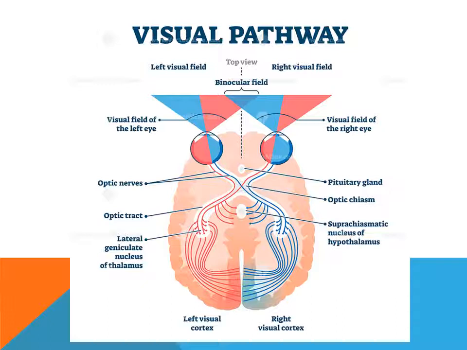The image shows the visual pathway, the pathway by which the image or the light coming from the image is converted into signals and taken to the brain, and then from the brain the signals come back to the eye through the optic nerve, and then we see the image through our eye.